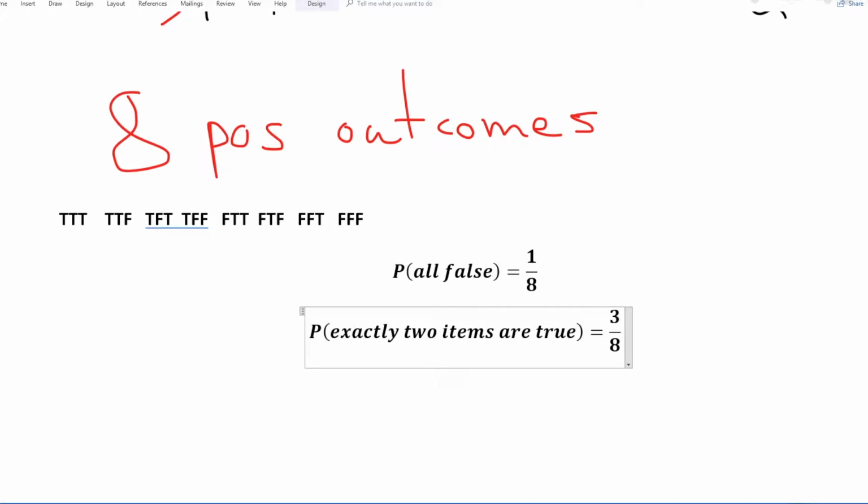Again, it might be a fraction, and if it reduces, you'd have to reduce it. Probability, we could do percentages. Either way is fine.